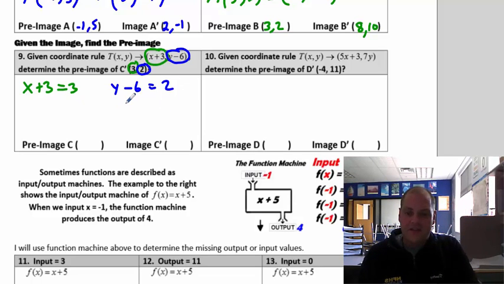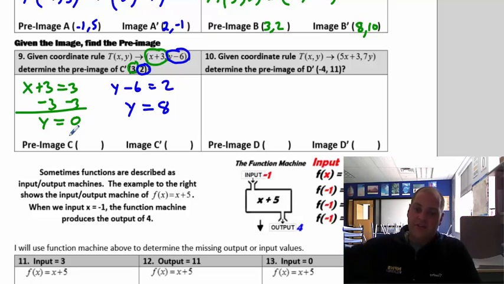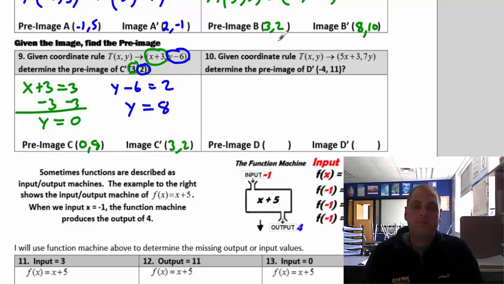So this one, we're going to add 6, y equals 8. This one, we're going to subtract 3, x equals 0. So that is my preimage. My preimage is going to be 0, 8. And my image was given: 3, 2. All right, one more here.